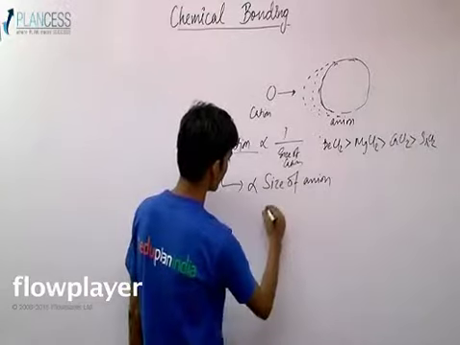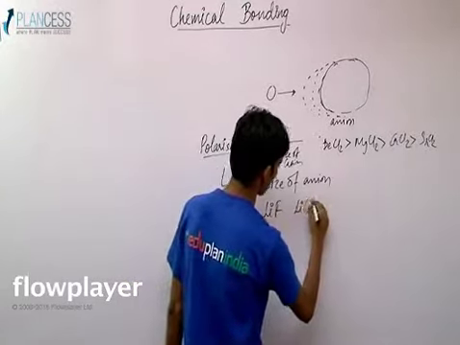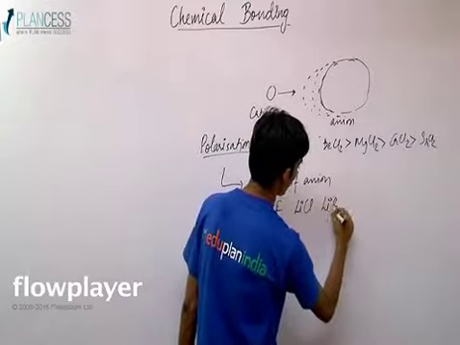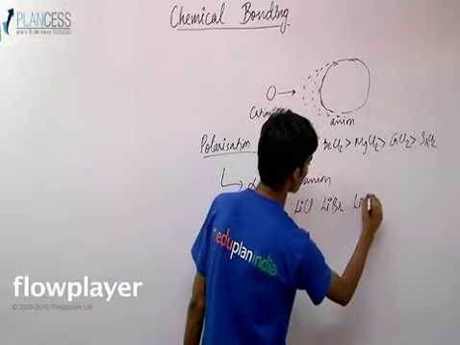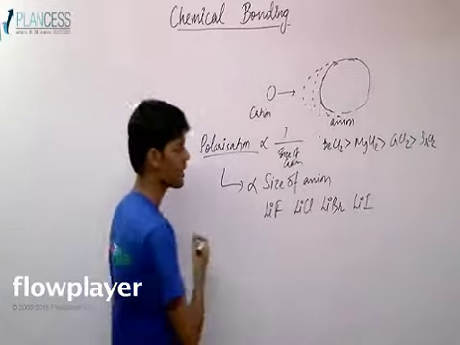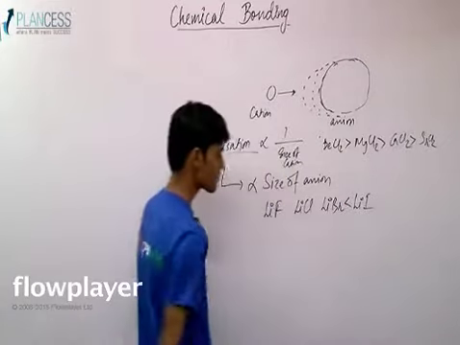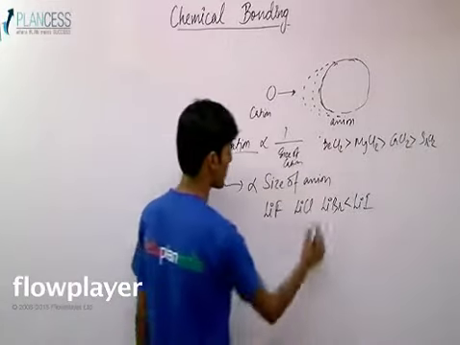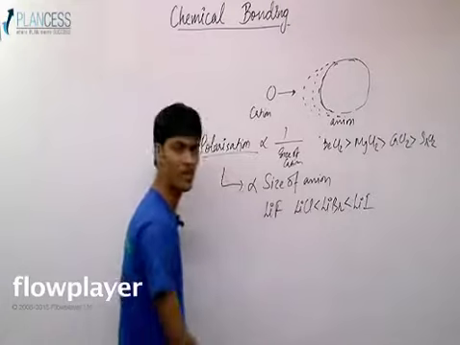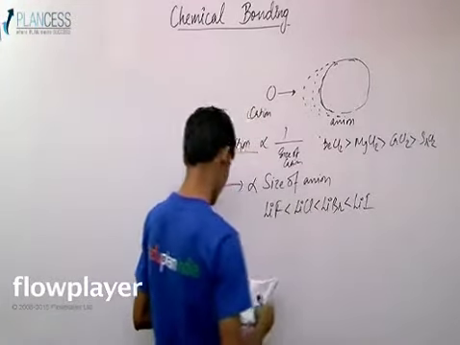In this case, if we consider the compounds LiF, LiCl, LiBr and LiI, the more the size of the anion, the more the polarization, and the more the covalent character. Therefore, the covalent character of LiI is greater than that of LiBr, which in turn is greater than that of LiCl, which in turn is greater than that of LiF.